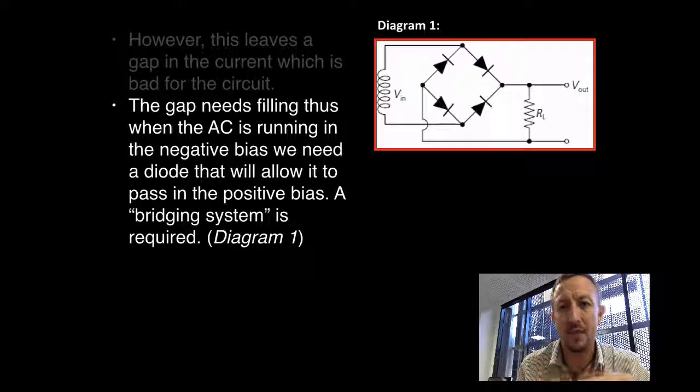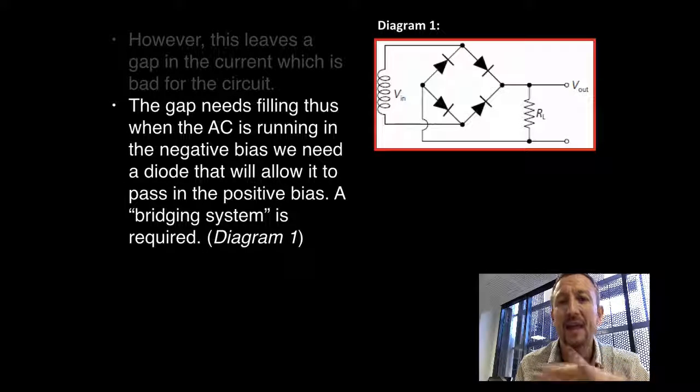4 diodes working together. Now what you've got here on this diagram 1 is your bridge rectifying diode system, often called a Wheatstone bridge. You've got your 4 diodes, and then you've got your voltage in. This is coming from a transformer, and then that's passed across a resistor, and then obviously you get your voltage output.